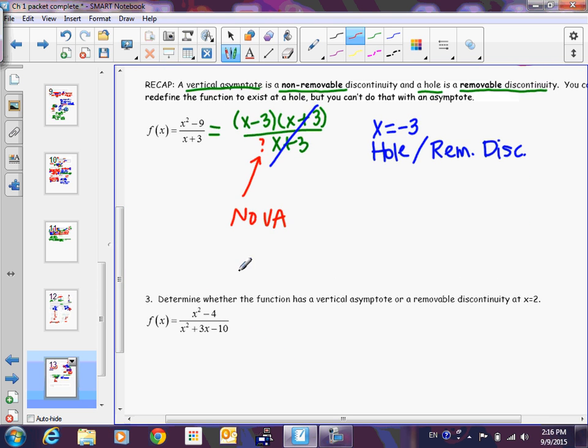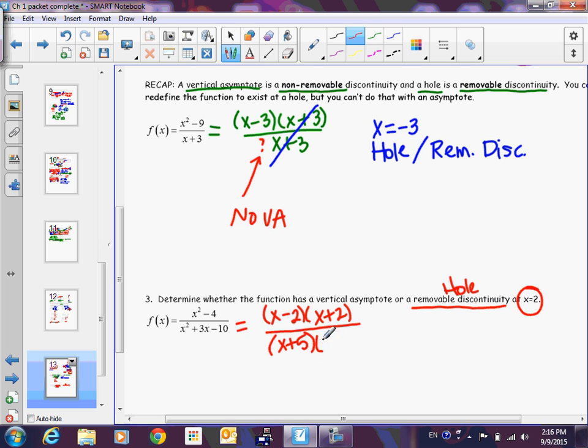So here's another way of asking that same question. Determine whether the function has a vertical asymptote or a removable discontinuity, which remember is a hole, at x equals 2. So what are you guys thinking? What should we do here? Factor? That sounds good. I mean, that's what we've been doing on most problems. There is another way to do this problem, but I think factoring is the easiest way.